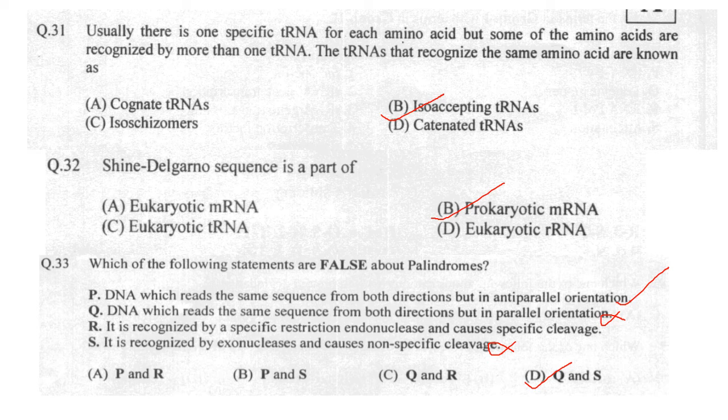This is not in parallel, it is anti-parallel orientation. One is going in 3' to 5' direction, the other is in 5' to 3' direction. Then, yes, these palindromic sequences are recognized by restriction endonucleases and cause specific cleavage, but it is not recognized by exonucleases and does not cause non-specific cleavage. So that is wrong. So Q and S are wrong. So the answer is option D.